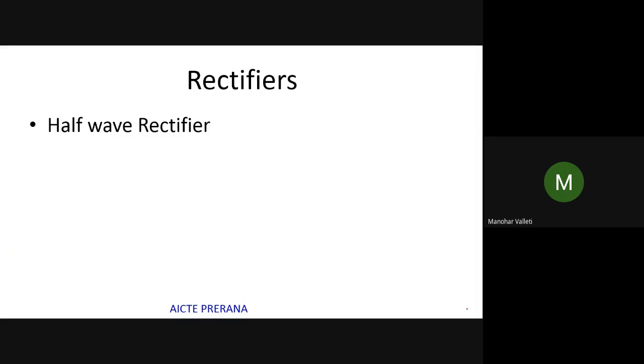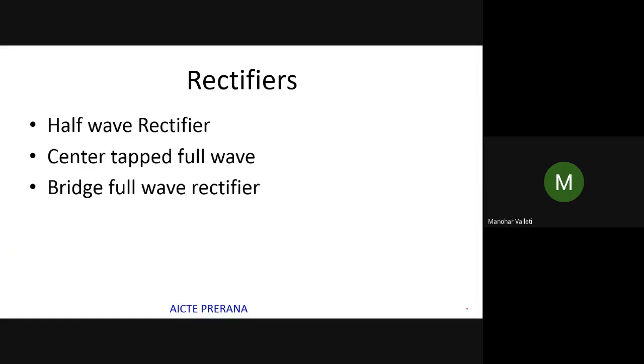Later I'll simply replicate whatever we understood from the half wave rectifier to the center tap full wave rectifier and bridge full wave rectifier. For the half wave rectifier, it will use only one diode.